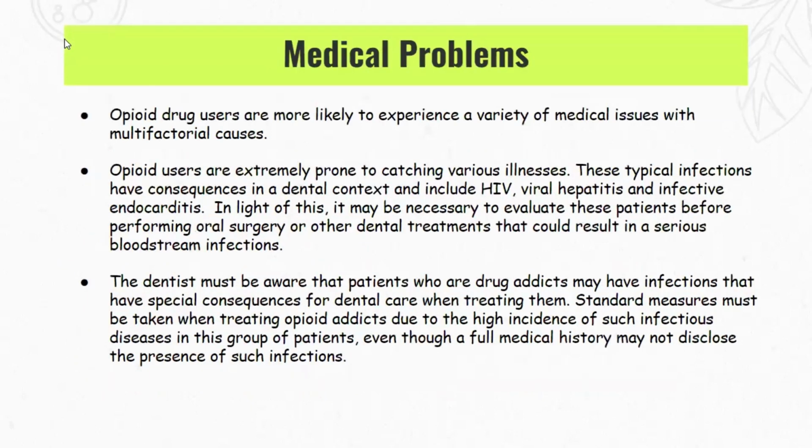Our next implication is medical problems. Opioid drug users are more likely to experience a variety of medical issues with multifactorial causes. Opioid users are extremely prone to catching various illnesses. These typical infections have consequences in a dental context and include HIV, viral hepatitis, and infective endocarditis. In light of this, it may be necessary to evaluate these patients before performing oral surgery and other dental treatments that could result in a serious bloodstream infection.